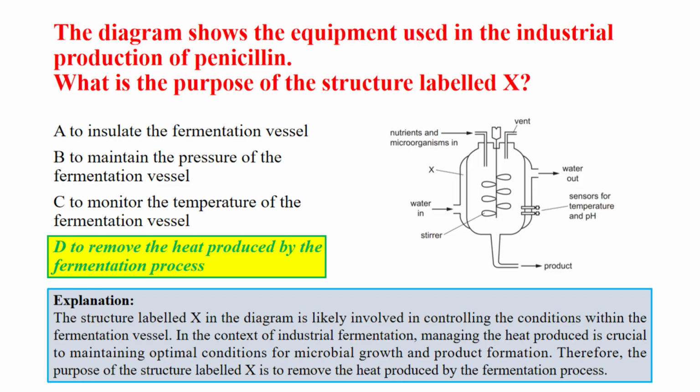This is a key function in fermentation processes. When microorganisms break down nutrients, they generate heat, which needs to be managed to ensure optimal conditions for the microbes to produce penicillin effectively. Therefore, the purpose of the structure labeled X is indeed to remove the heat produced by the fermentation process. This helps in maintaining a stable temperature, ensuring that the fermentation proceeds efficiently and produces high-quality penicillin.